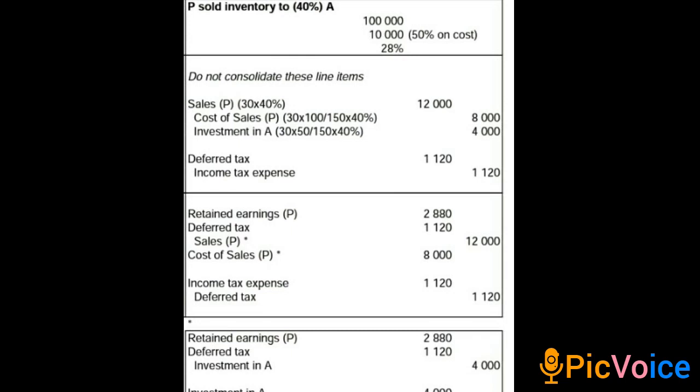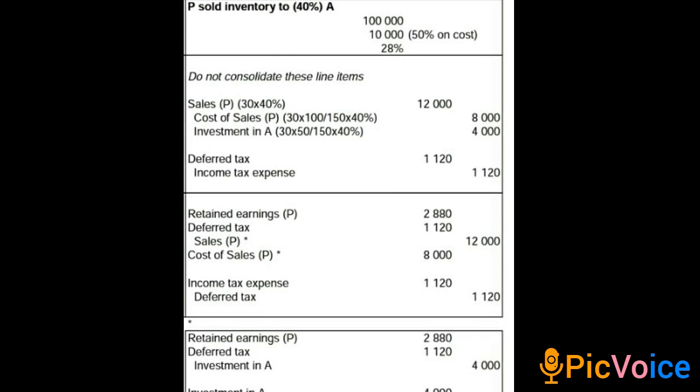In this case, we have the parent selling inventory to the associate. So from the perspective of the associate, we eliminate the profit because the associate is the one making the profit. We eliminate it via cost of sales and sales. Now the associate is the one that has the inventory, but because we only take investment, we represent the inventory through investment. Because for purposes of consolidation, from the statement of financial position, we only have investment in associate and not the inventory, so we cannot eliminate the inventory.